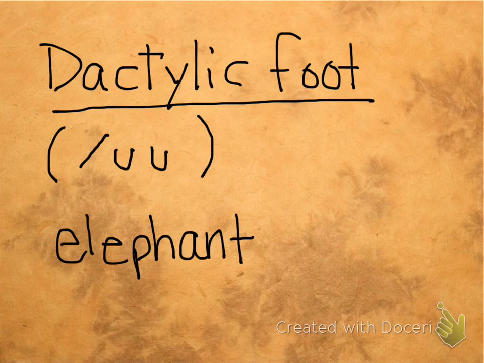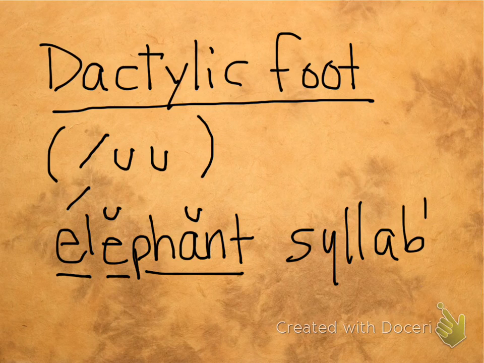Elephant. You don't say elephant or elephant. You don't say that. Look at what you're stressing. Elephant. Your voice is going down as you say that word. It starts high and it goes down the last 2 syllables. So you stress, unstress, unstress. Elephant. Syllable. Same thing. Syllable. And that is the dactylic foot.